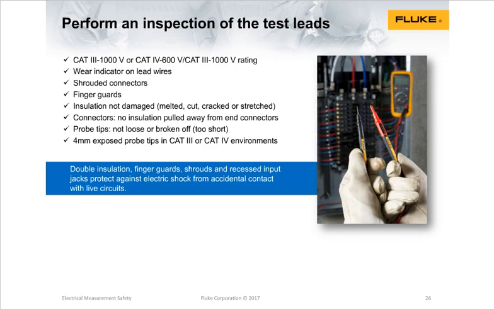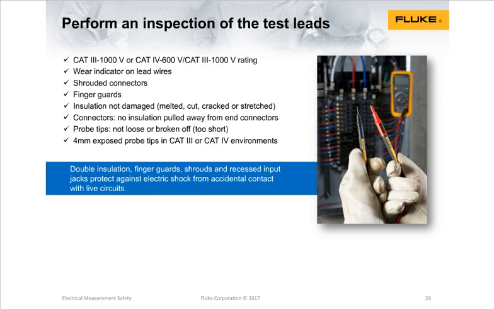Use shrouded connectors, and the shrouded connectors are important because the conductor inside is recessed. So if it pulls away from the meter or the panel, it won't short out against a ground or another conductor. Finger guards on the meter or on the test lead: we were talking before we got started about where you place your hand on the test probe. Well, they have finger guards to keep your hand away from the active conductor. Test probes, make sure that they're not loose or broken.